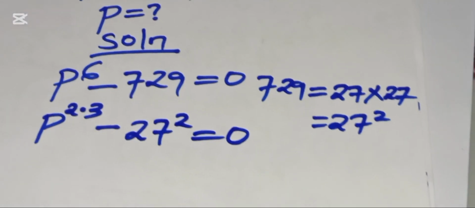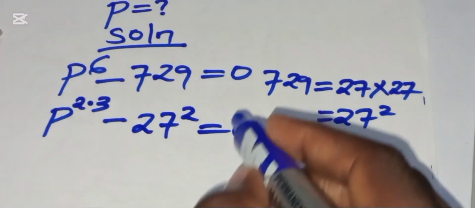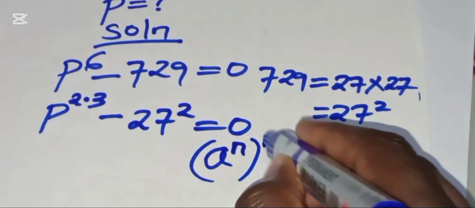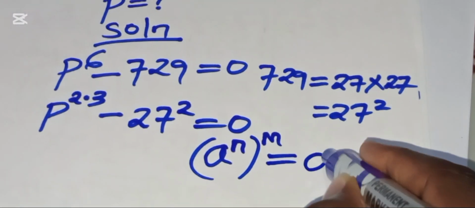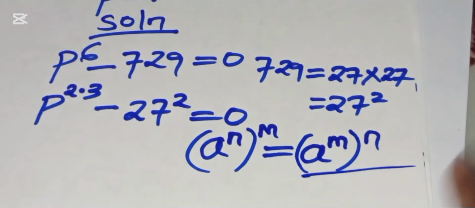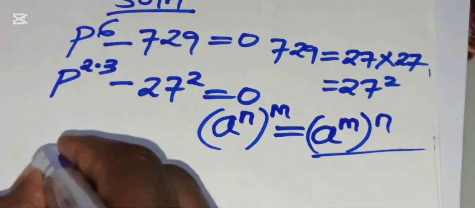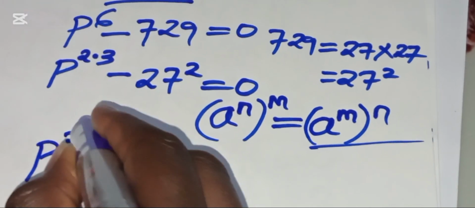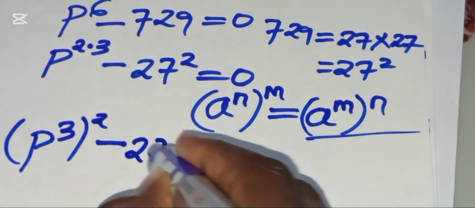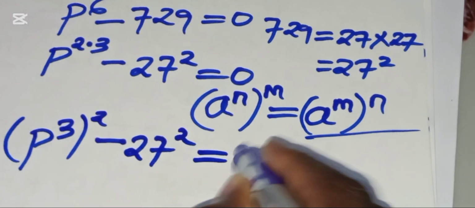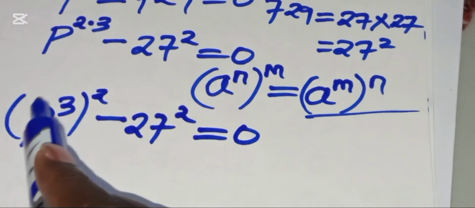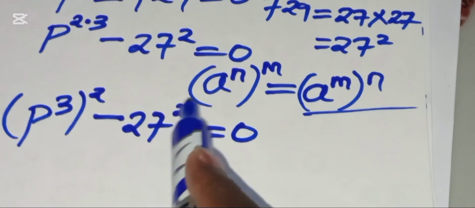Now from this, applying the indices identity, if you have a raised to power n raised to power m, this can be expressed as a raised to power m raised to power n. So let's apply this identity so that we're going to have p raised to power 3 raised to power 2 subtract 27 squared, this is equal to 0.